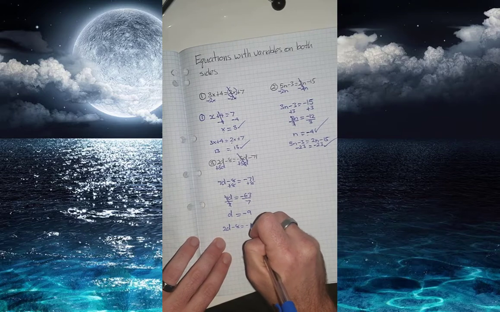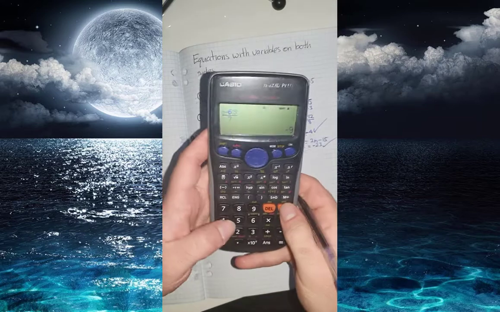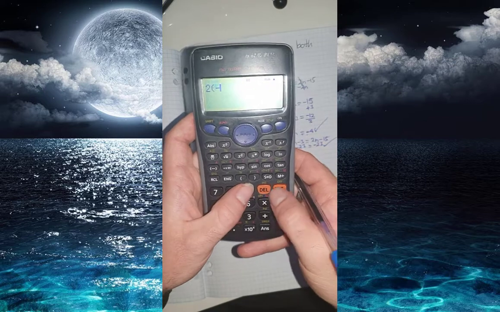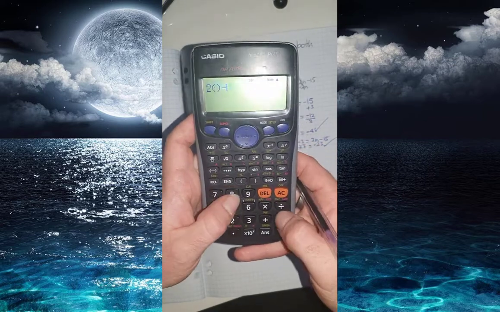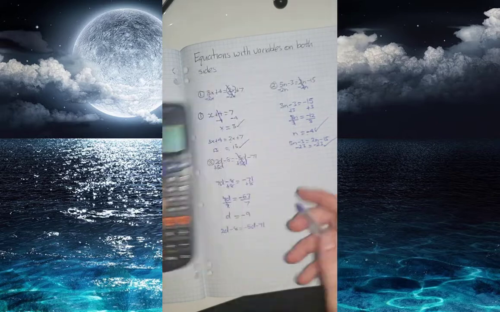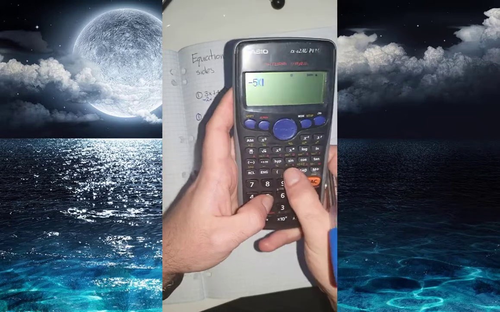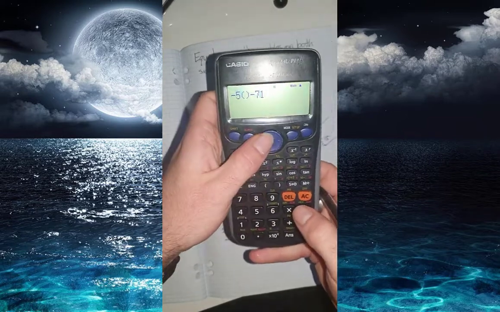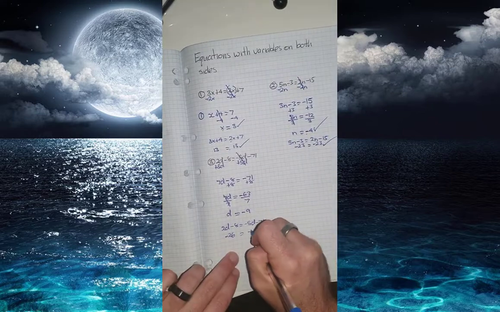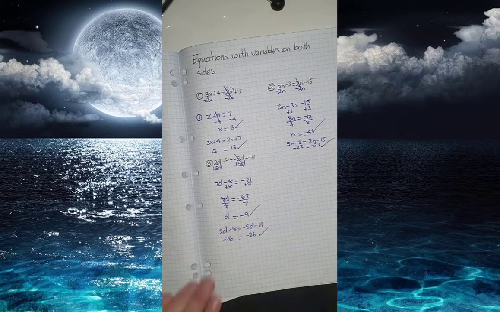As I keep saying, I want you to do this. So 2 bracket bracket minus 8. So let's substitute in our answer. Minus 26. These two are the same, which means that is correct.